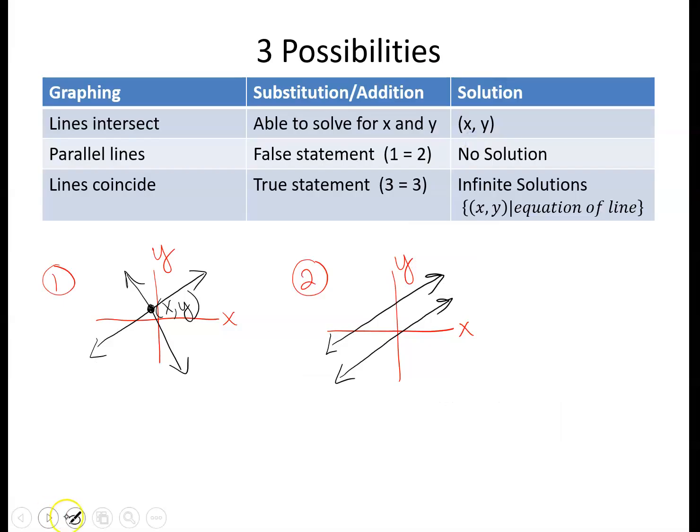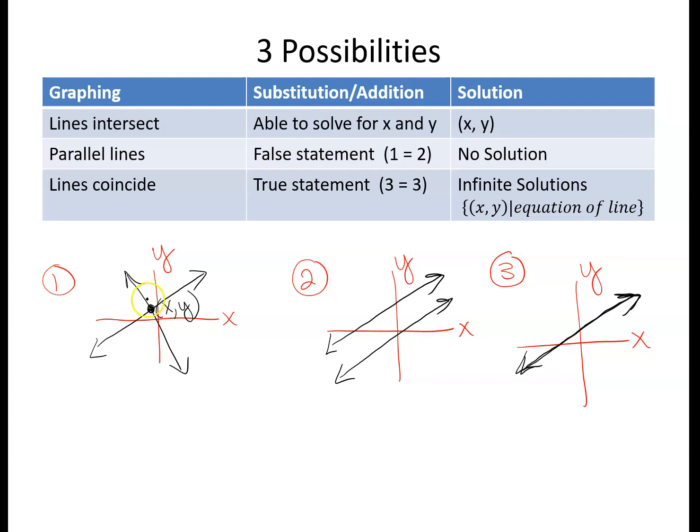Okay, the third thing that could happen graphically. This one's a little bit harder to think about, but it's possible that we could graph one line and then we get ready to graph the second equation, and it would be directly on top of the first. So you would not even be able to tell there are two lines there. It would look just like one line. And we say that the lines coincide.